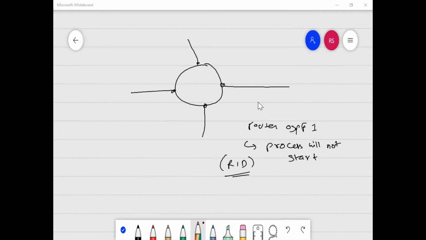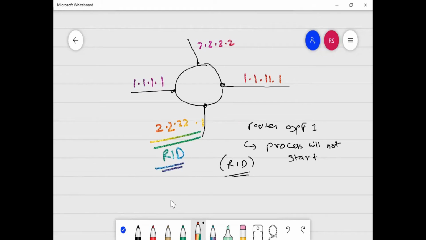Second, before running this command, maybe one of my physical interfaces has 1.1.1.1, the second has 2.2.2.2, it has 1.1.11.1, it has 2.2.22.1. What would be my router ID that gets allocated to this OSPF process? 22.1. And the answer is correct: whatever the highest IP is will be considered as the RID of my OSPF process.